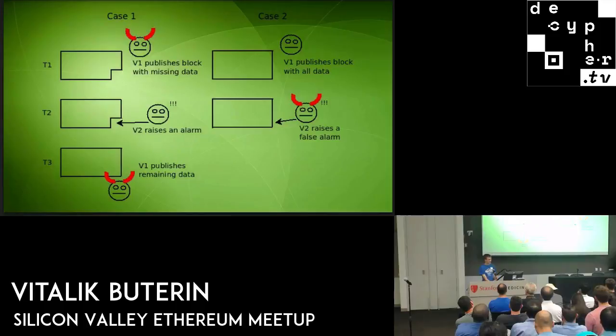At time t1, validator v1, who is evil because he has horns. Anyone here have horns and are not evil? Okay, I can be racist against horn people.